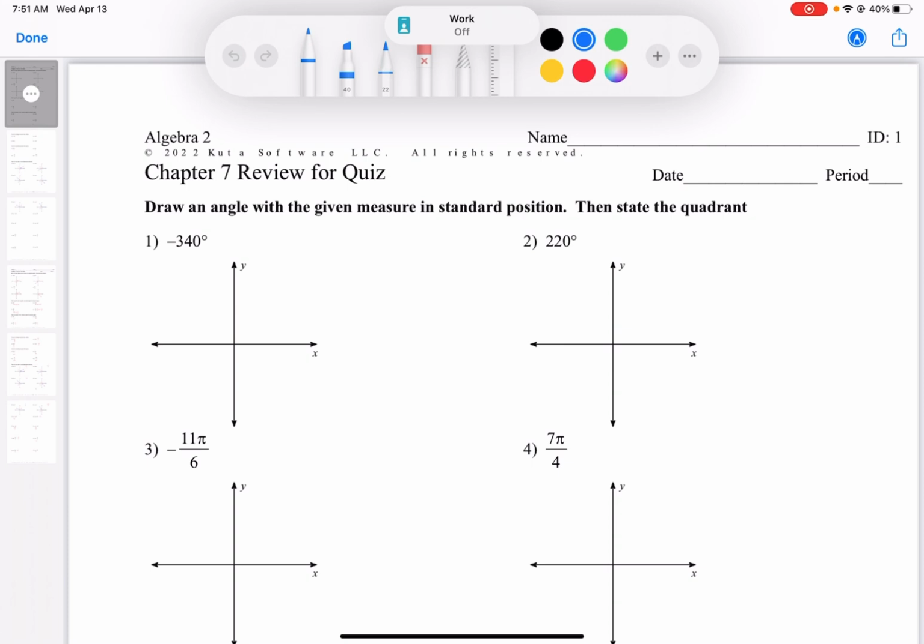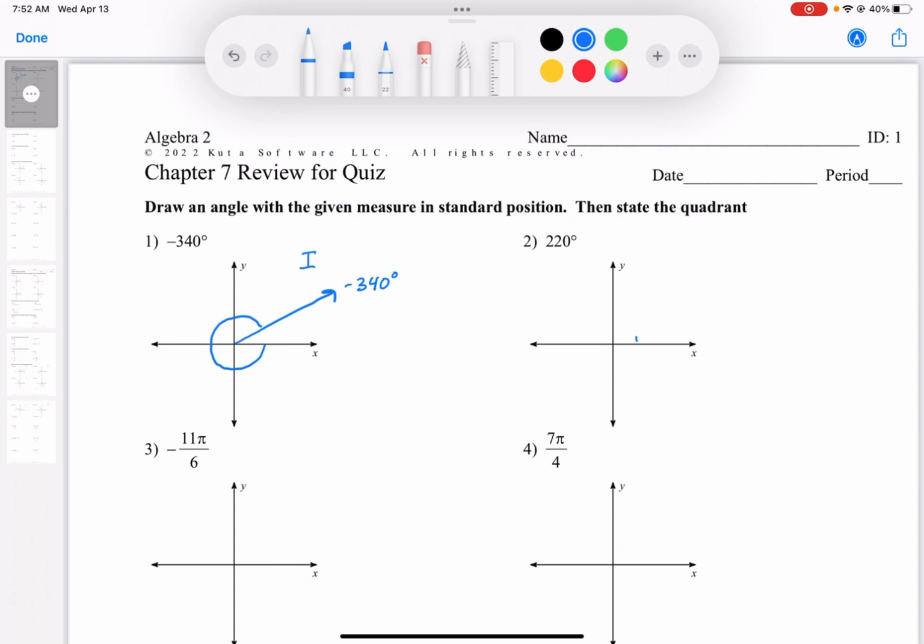All right, so quick review of Chapter 7. First one: draw an angle with a given measure in standard position and state the quadrant. Remember, when we're going from standard position, we start on the x-axis. Negative is clockwise. There's 90, 180, 270, and the whole way around is 360 degrees. So there's negative 340 degrees, and it is in quadrant 1.